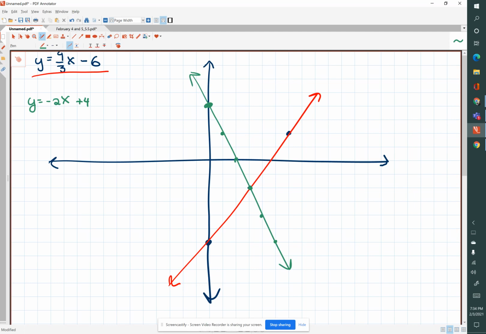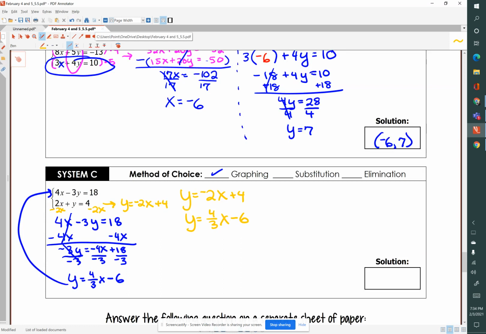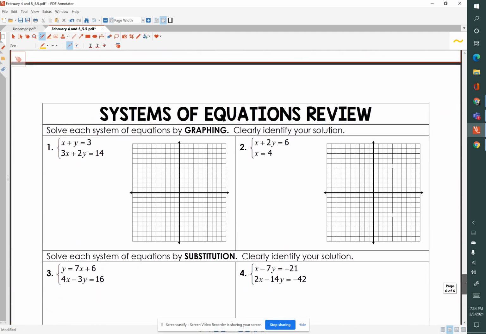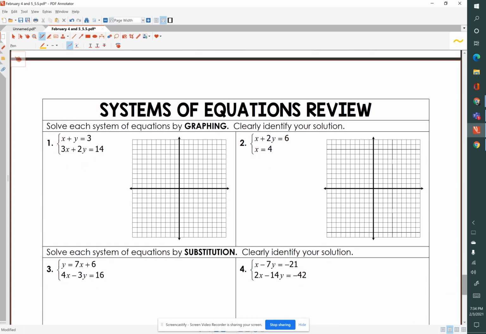And we can clearly see our solution here, which is positive 3, negative 2. Let's go back to our paper. 3, negative 2. So let's move on. We'll solve some more equations.